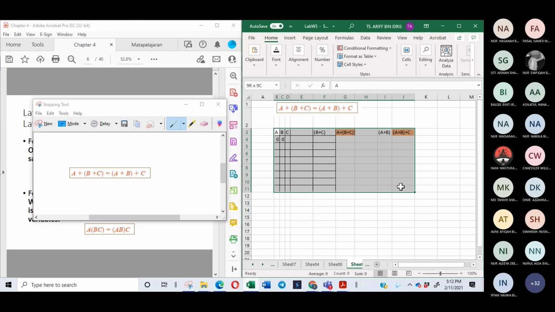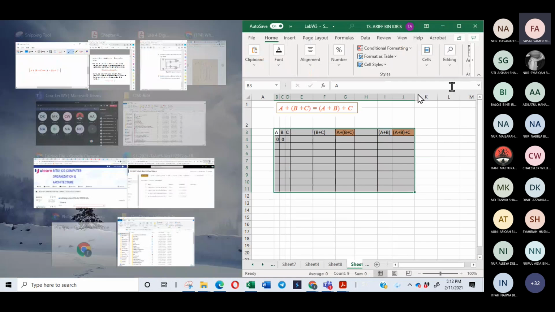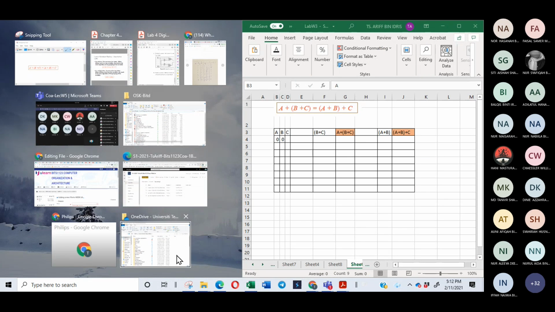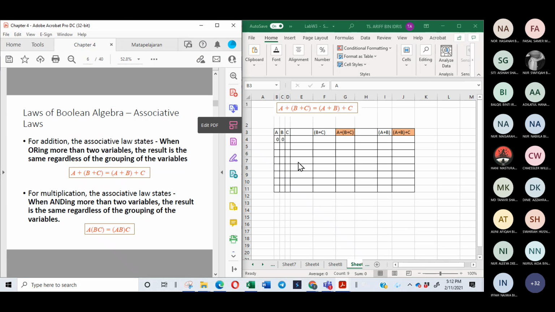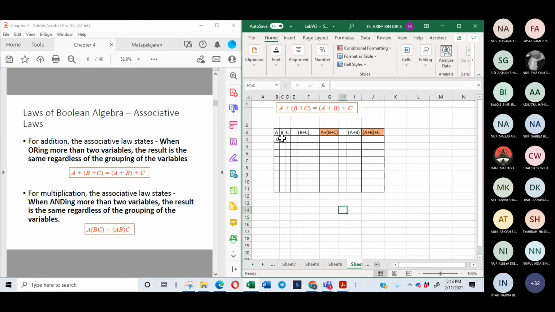Class, can you understand what you need to do? Do you understand how to do it? Yeah. Very good. So you want to prove that A plus bracket B plus C is equivalent to bracket A plus B plus C. Without wasting time, we do it together.